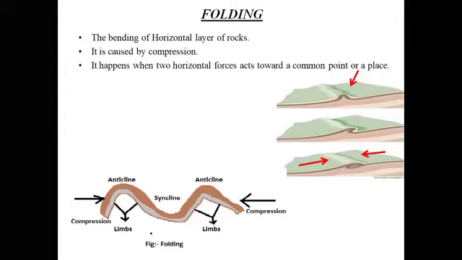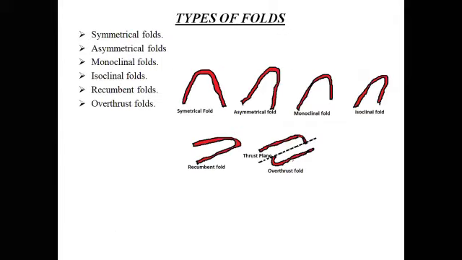Now let us see the different types of folds. There are different types of fold: symmetrical fold, asymmetrical folds, monoclinal folds, isoclinal folds, recumbent folds, and overthrust folds. First of all, let us see symmetrical folds. When both the limbs of a fold are equally bent and inclined at almost equal angles to the horizontal, it is called a symmetrical fold.